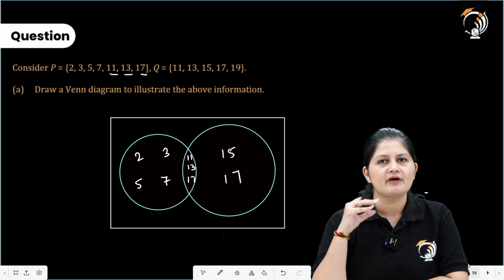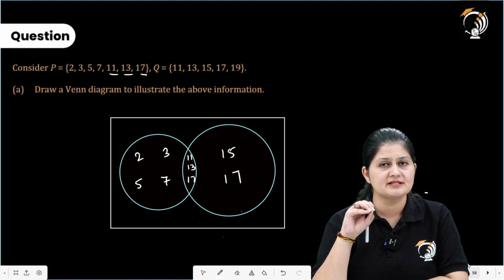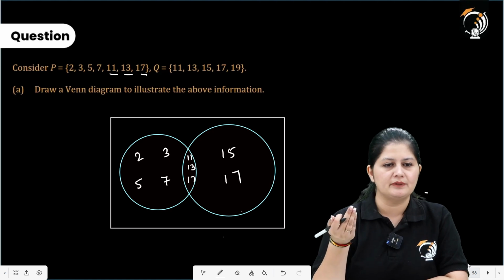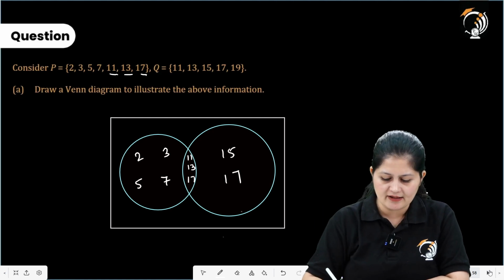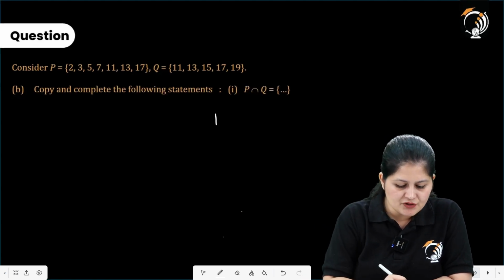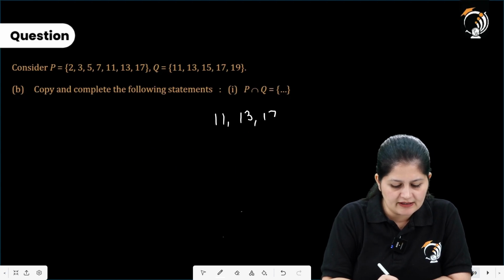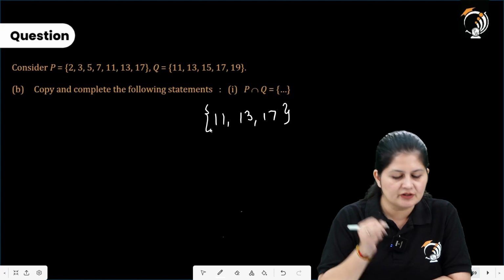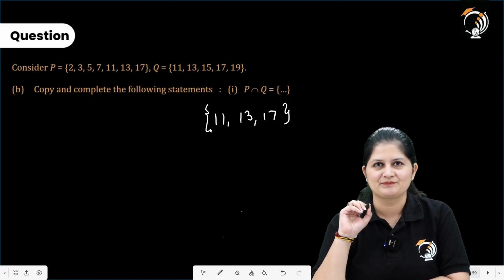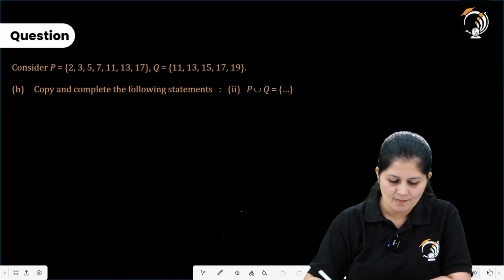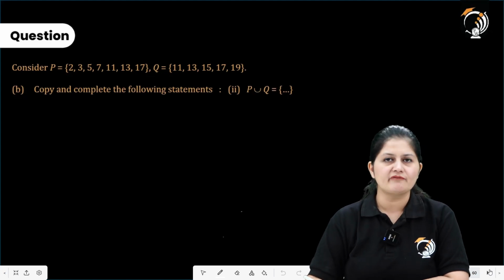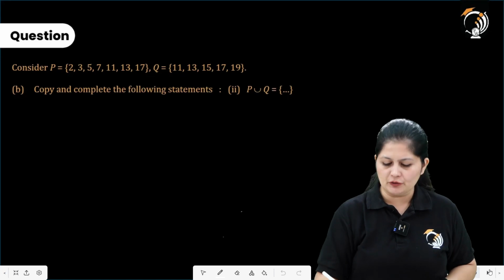Right? So if we need to find out the intersection, or the elements that are both in A and B, it is only 11, 13 and 17 here. So that is going to be 11, 13 and 17. So these are going to be the elements here. Understood? Now, moving to the next one, which says P union Q, if we need to find that out.